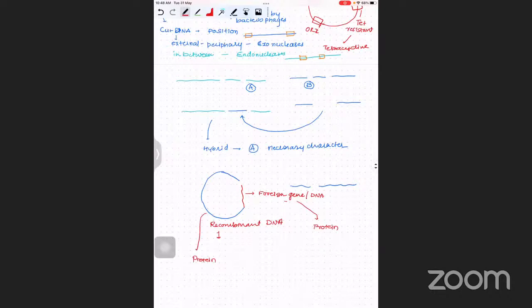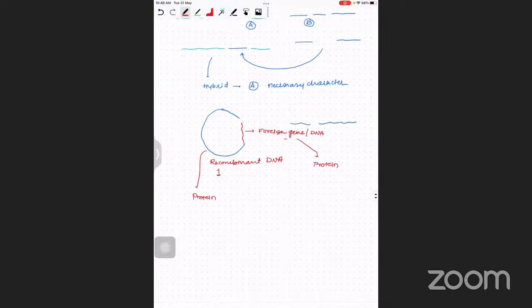This is what we call recombinant DNA technology. If I take a plasmid and introduce a portion of DNA that is producing insulin, I have introduced a plasmid with a gene that produces insulin. So when this plasmid multiplies or expresses protein, all the time it is going to produce insulin.